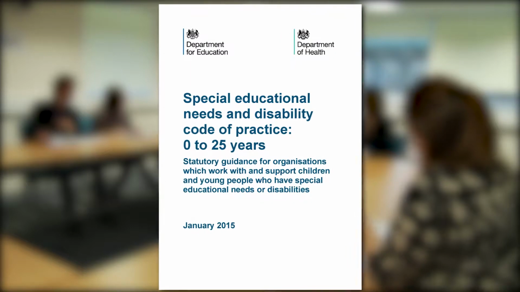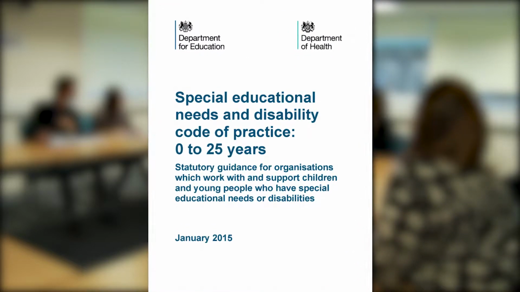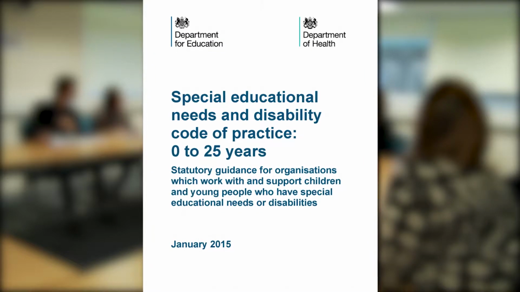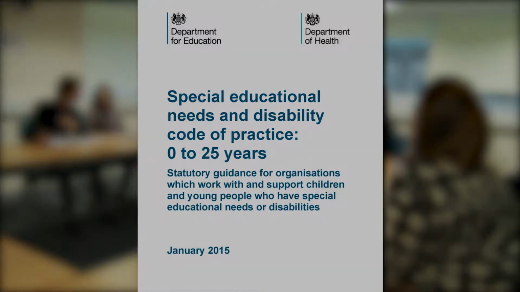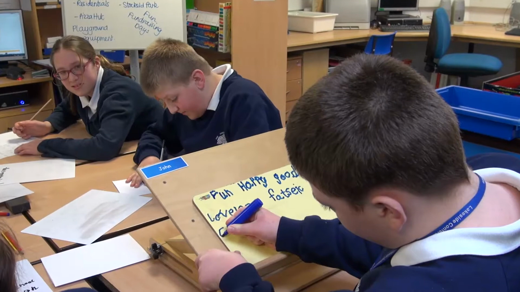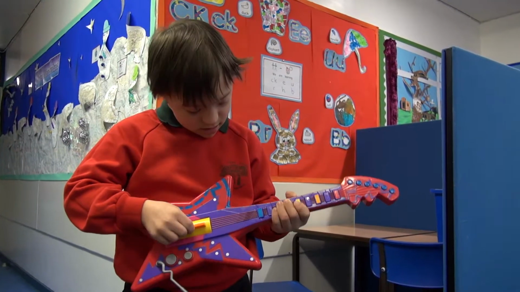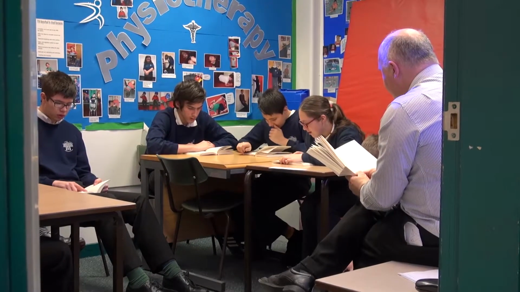The SEN Code of Practice for 0 to 25 years puts the family at its heart and gives a greater voice to children, young people and their families. North Yorkshire Local Authority has embraced these key principles. The local authority needed a tool that was holistic, rigorous and fair, evidence-informed and universal for all.